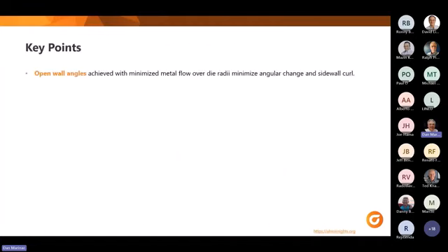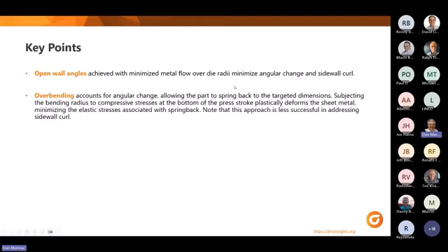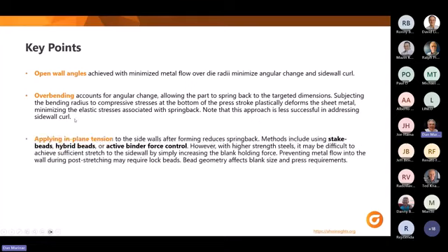The key points to summarize, because I'm at my time for theory here. Let me just summarize some of the key points. Open wall angles achieved with minimized metal flow over die radii minimize the angular change and sidewall curl. Overbending accounts for angular change. It allows the part to spring back to the targeted dimensions. Note that this approach is less successful in addressing sidewall curl. Applying in-plane tension to the sidewalls after forming reduces spring back. This method includes stake beads, hybrid beads, and active binder force control, some of those more advanced issues that I was showing there at the end.